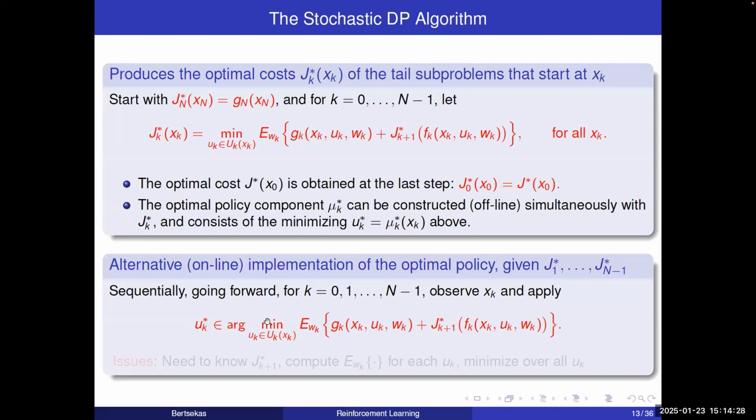Now, in all this, we assume that we observe the state. Once we apply control, then we wait for the next state, and we observe it exactly. And then once we have a policy, we use a lookup table to see what control we are going to apply. Now, if we don't have the lookup table given to us, we can construct online the minimizing control through this computation.